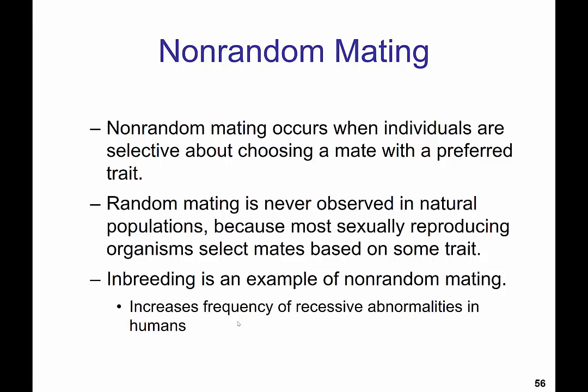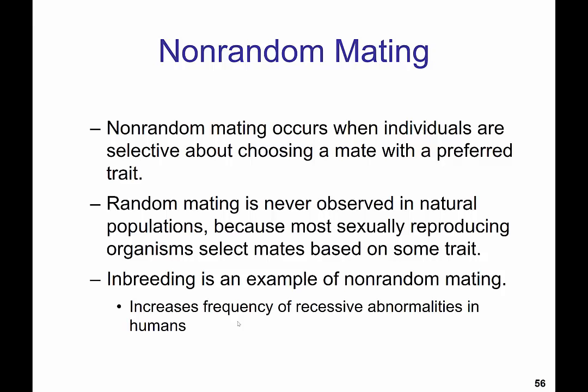Non-random mating occurs when individuals are selective about choosing a mate with a preferred trait. So we see this in human populations and the animal and plant world as well, where there is some trait that makes a mate more desirable. And so random mating is never observed in natural populations because most sexually reproducing organisms select mates based on some trait. So for example, birds with brighter plumage or males that are stronger tend to reproduce more.